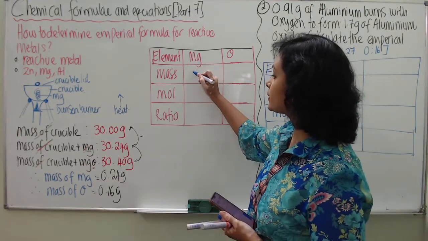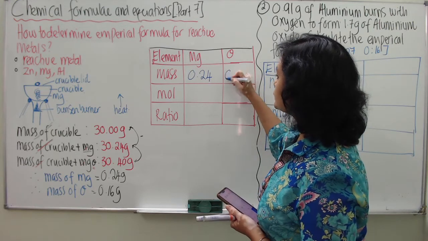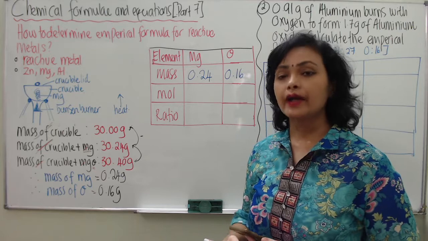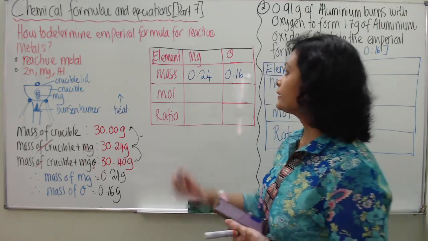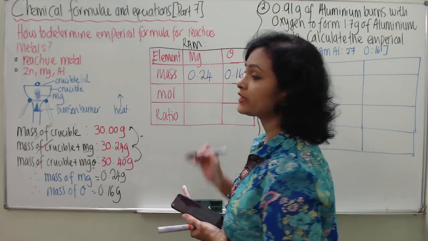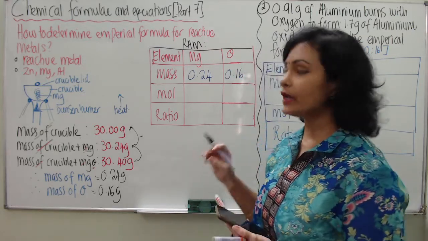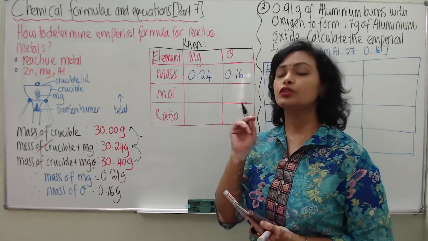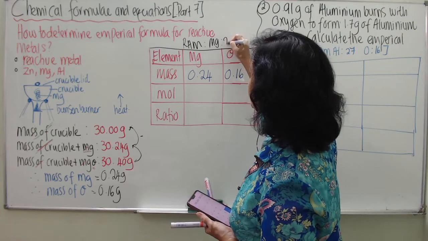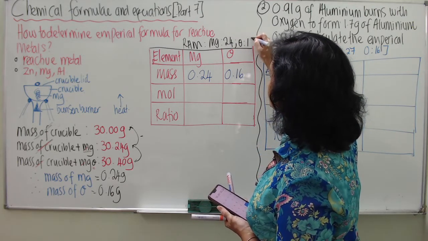Now, the next task for students is to transfer the mass that you have calculated. So, mass of magnesium 0.24 gram, 0.16 gram for oxygen. Now, teacher would like to highlight the relative atomic mass. I hope students can refer to the textbook while listening and watching this video. Please remember the relative atomic mass for magnesium is 24, and for oxygen is 16.